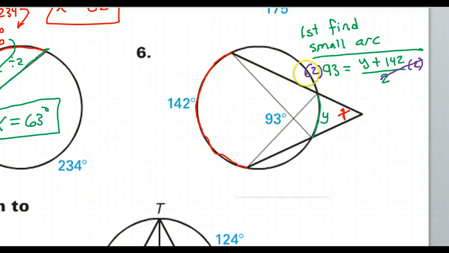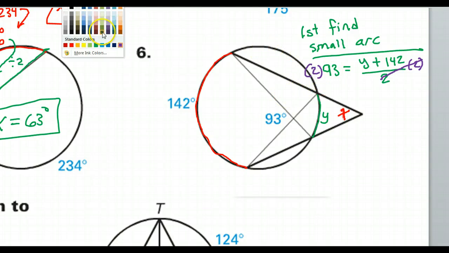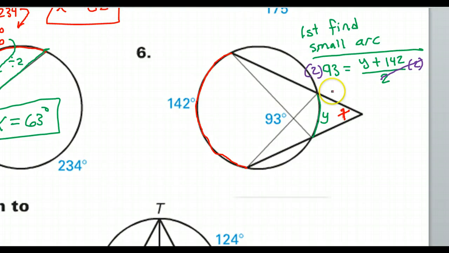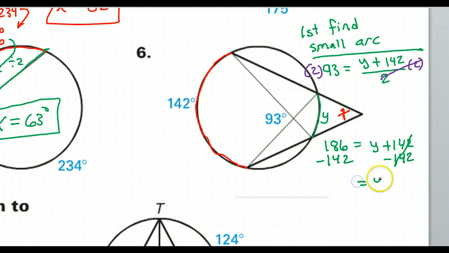That's going to give me 186. So I will have 186 is equal to y plus 142. I need to move that. All right, that's better. So then I need to subtract 142 from both sides. Okay, so that's going to give me y equals 44.